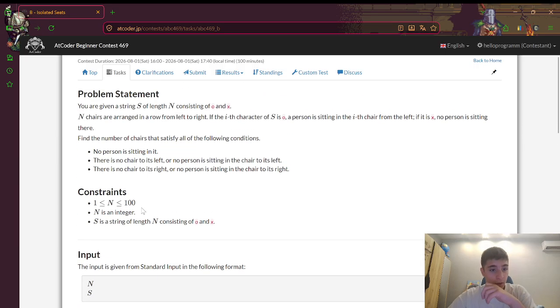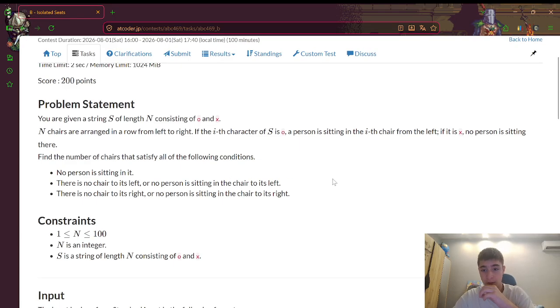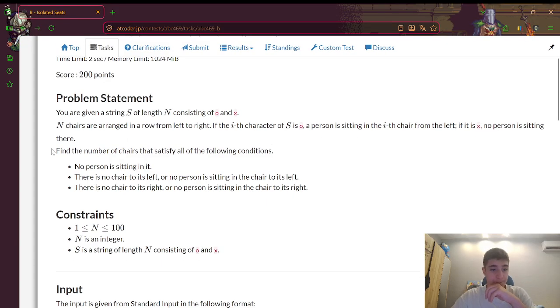Okay, you are given a string S of length n consisting of O and X. There are n chairs arranged in a row from left to right. If the i-th character of S is O, a person is sitting in the i-th chair from the left. If it is X, no person is sitting there. Okay, so find the number of chairs that satisfy all of the following conditions.